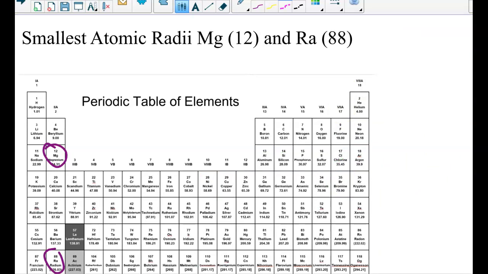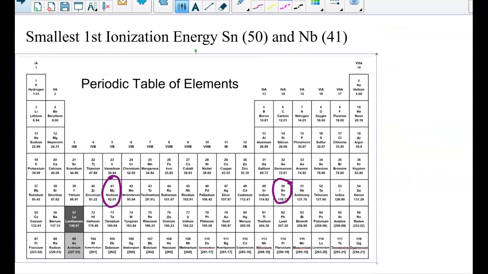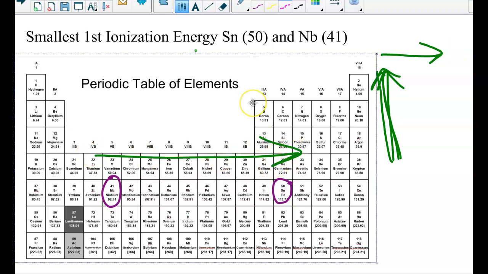Smallest atomic radius. We know atomic radius increases right to left and top to bottom. Smallest is going to be Mg. Smallest first ionization energy. Ionization energy we know increases up a family or group and left to right across a period. I said period, up a family or group and left to right across a period. Drew the right thing, said the wrong thing. Okay, so we are looking at this here, and so the smallest first ionization energy would be Nb.